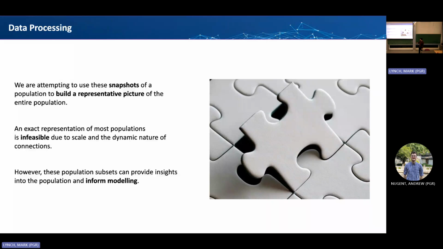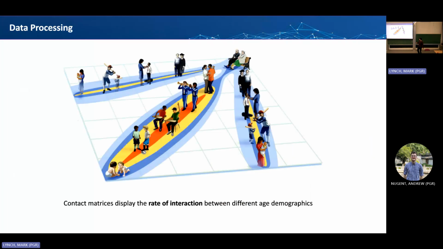So we've got these puzzle pieces. They're like a snapshot of the population on a certain day. And with loads and loads of snapshots, we try and build a representative picture of our whole population. In a perfect world, we would just know our entire population and who they meet every day. This is infeasible because this is dynamic and it changes every day, and there's just too much data for us to collect. So these representative models that we make try and inform our modeling approaches.